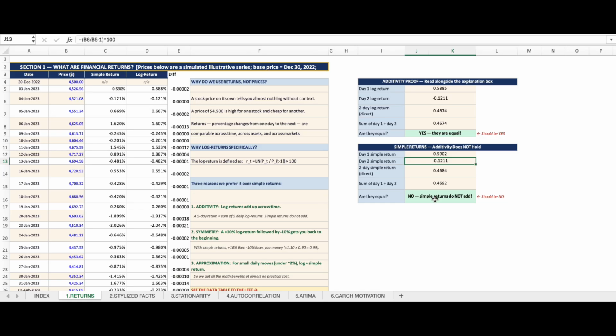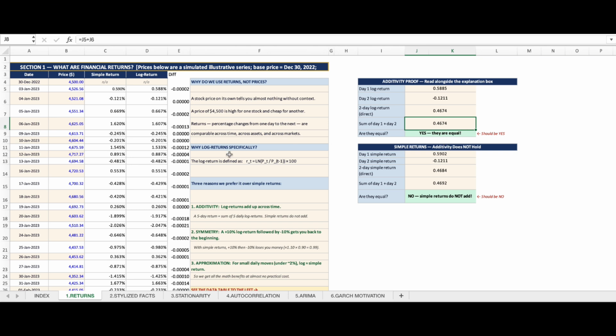Now, this matters because if you want to aggregate daily returns to weekly or monthly, which is what you usually do in quantitative finance, you can just sum up the log returns. And so this is a huge practical convenience for modeling.